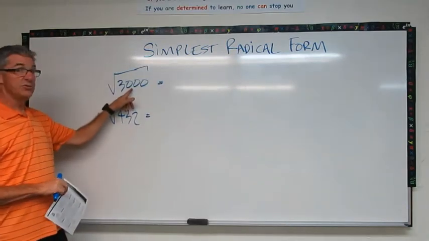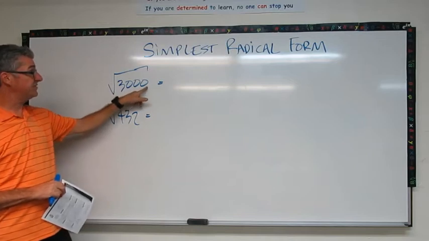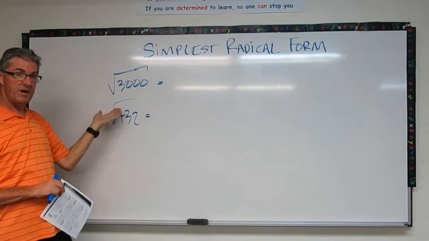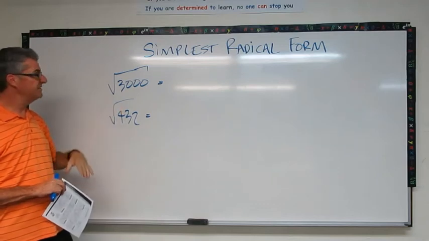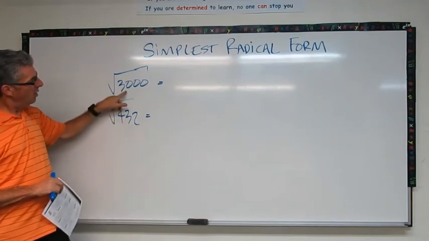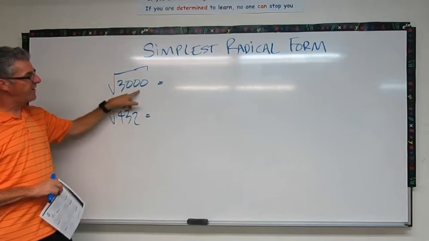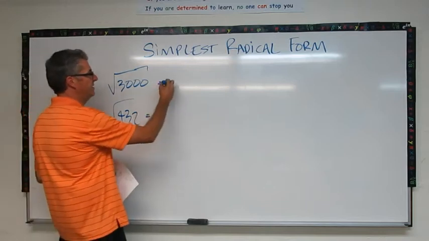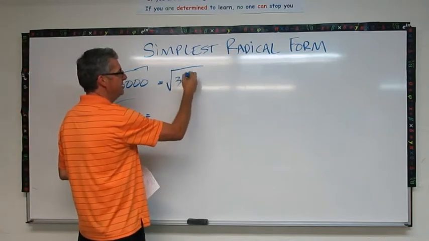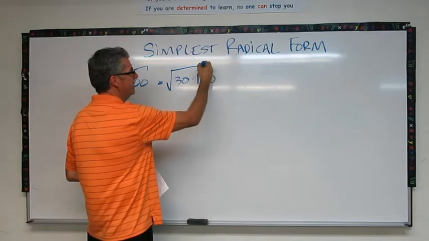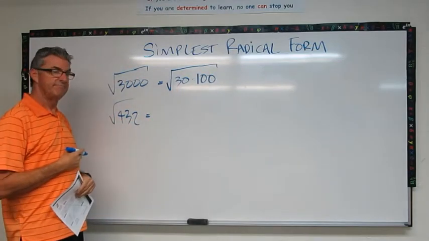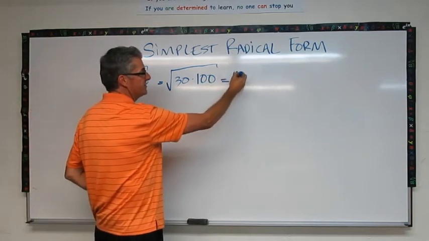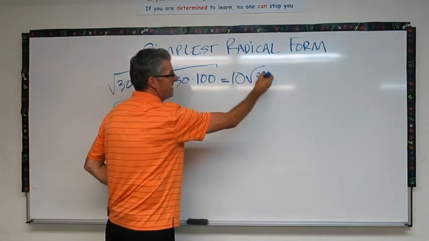Okay, root 3,000. Now don't get scared that this is a big number. Some of these actually come out fairly simple. If you want to pause the video, you can try it. Let's see how that works. So I'm looking for perfect square factors that are in 3,000. And if you think about it, 30 times 100 makes 3,000. 100 is a perfect square. It comes out as its square root, which is 10 root 30.